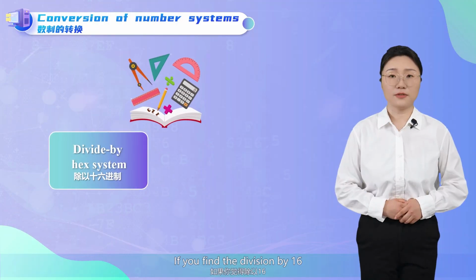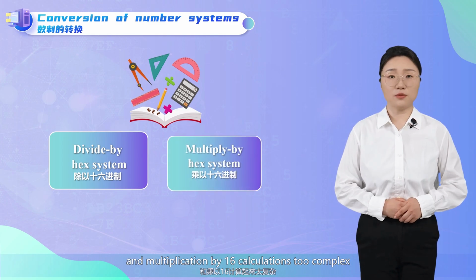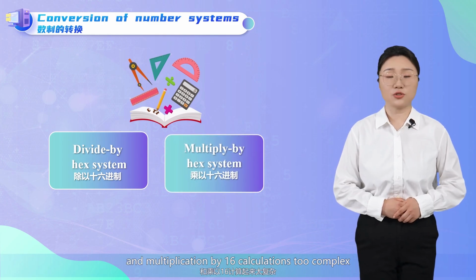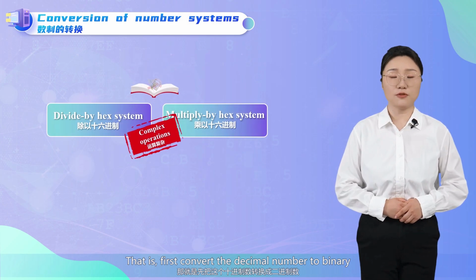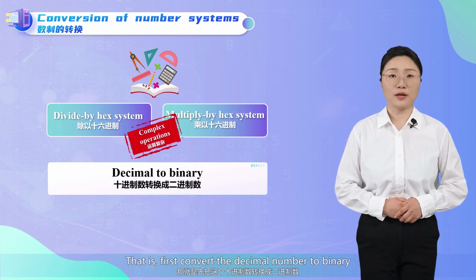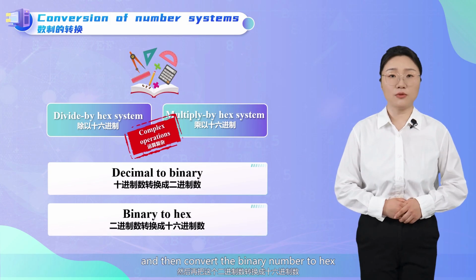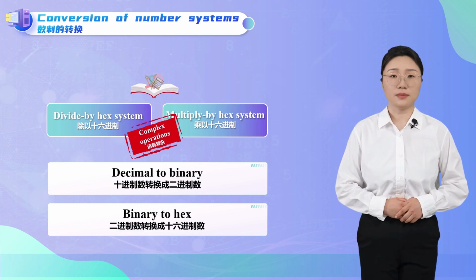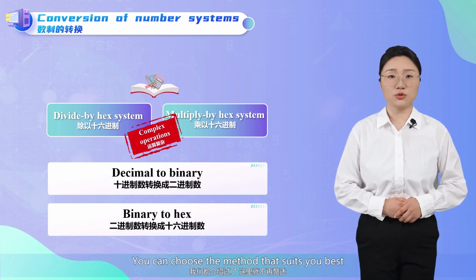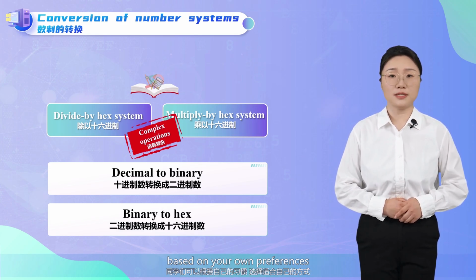If you find the division by 16 and multiplication by 16 calculations too complex, there is another method you can use, that is, first convert the decimal number to binary, and then convert the binary number to hex. We have already covered the processes of converting from decimal to binary, and from binary to hex. You can choose the method that suits you best, based on your own preferences.